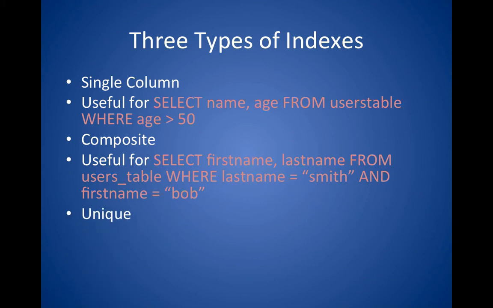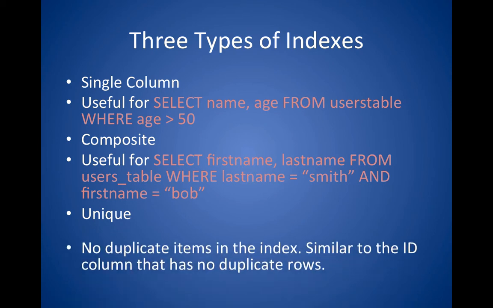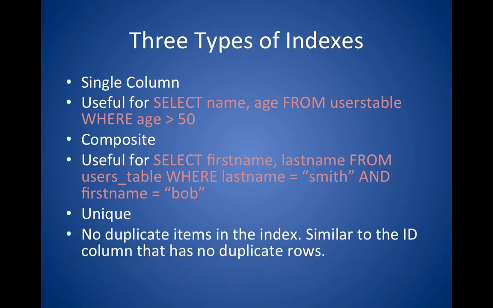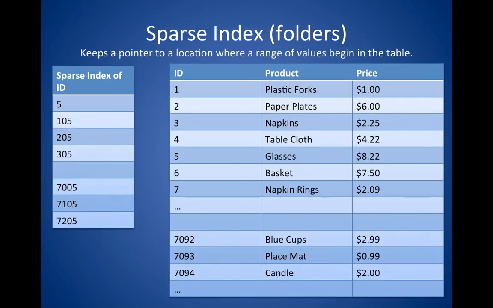There's also a unique index that you can create. So if you say in my index I don't want to have any duplicate items, it's similar to using the column ID in your table where there are no duplicate rows. By the way, most databases automatically index the ID column. So user ID is already in an indexed format, and it just makes things faster for you.